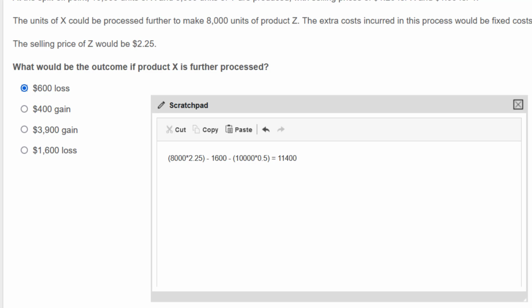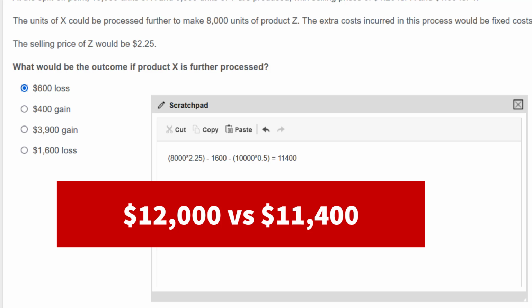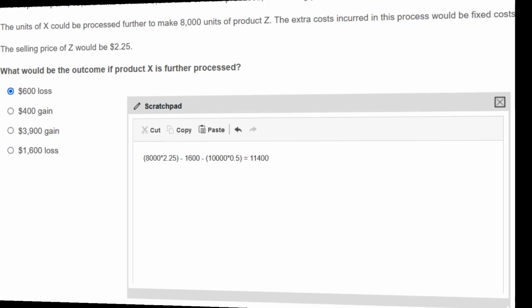$600 loss. We get 12,000 if we make X. We get 11,400 if we make Z. So the difference there is a $600 loss. Another relatively tricky one. This might be one to flag and come back after you've scooped up the easy marks.